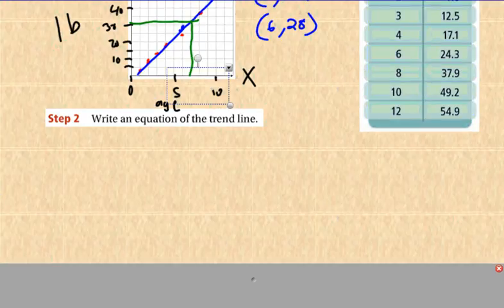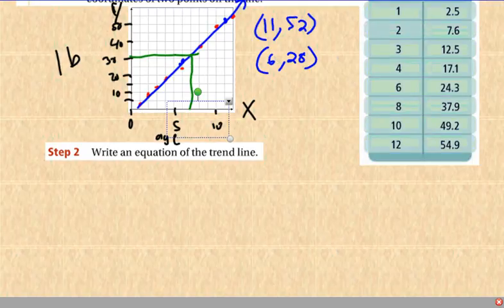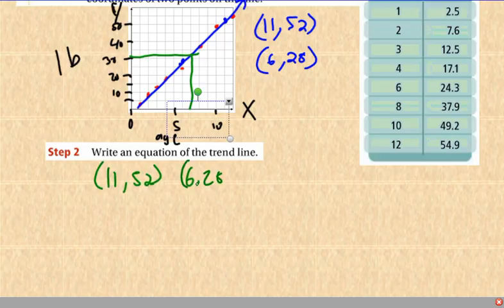When you're given 2 ordered pairs, you can definitely write the equation of a trend line. Just treat it like 2 ordered pairs. So we have (11, 52) and we have (6, 28). I'm going to first find the slope like we always have to do. So I'm going to do y2 minus y1. Leave it like this. So we'll do 28 minus 52 over x2 minus x1, which would be 6 minus 11.